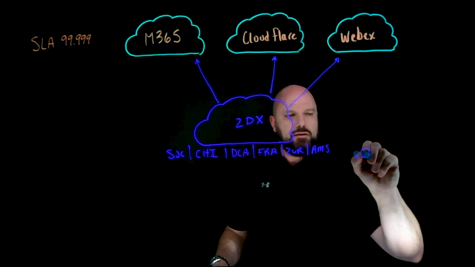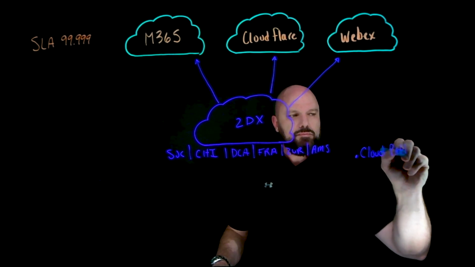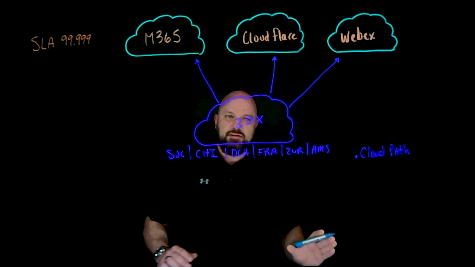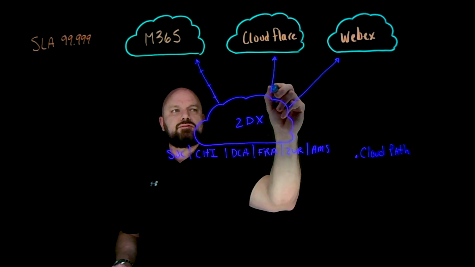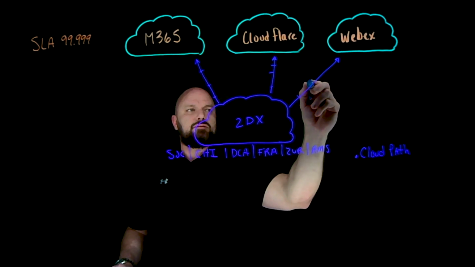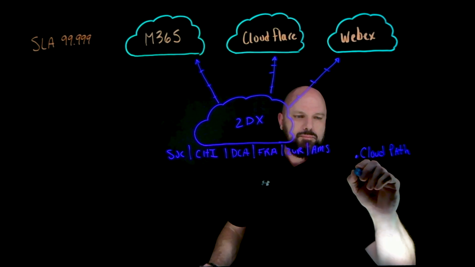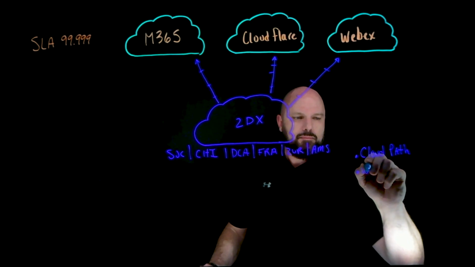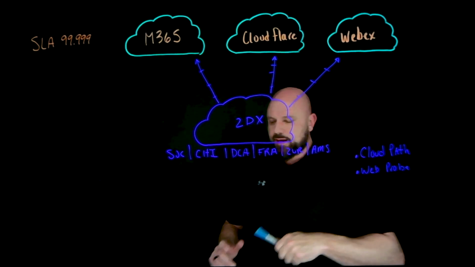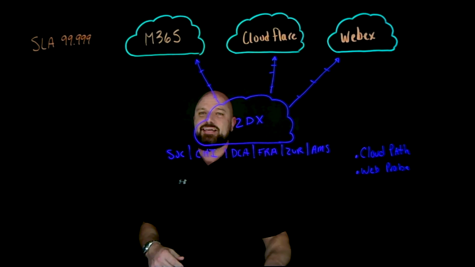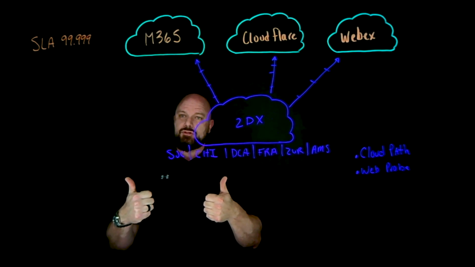Number one, we look at the cloud path, which is I'm going to take the entire path of the application and show every single hop that's going over to these SaaS-based applications. And then two, I do a web probe. Now, what's nice about a web probe is I'm going all the way to the front door of that application to see if it's actually responding. Is that page loading? And if so, then we're good to go.